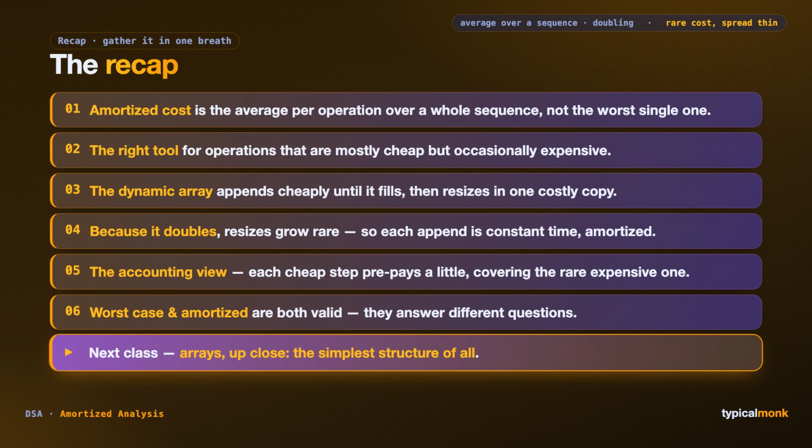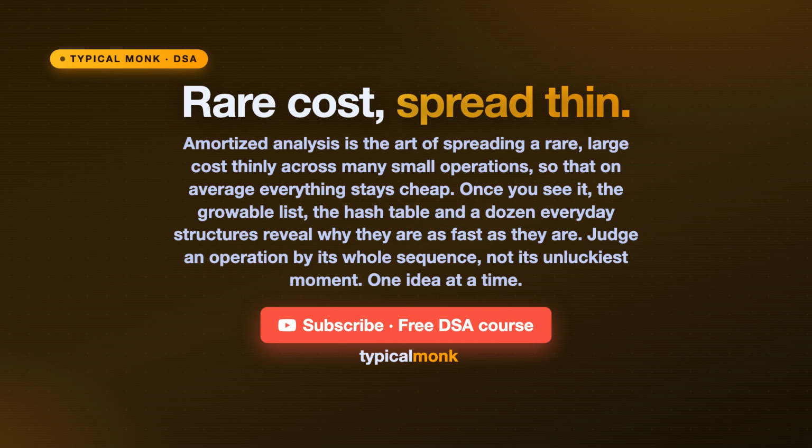One idea at a time. That is amortized analysis: the art of spreading a rare, large cost thinly across many small operations, so that on average, everything stays cheap. Once you can see it, the growable list, the hash table, and a dozen other everyday structures suddenly reveal why they are as fast as they are. Judge an operation by its whole sequence, not its unluckiest moment, and you will read performance the way an expert does. We will see you in the next class.